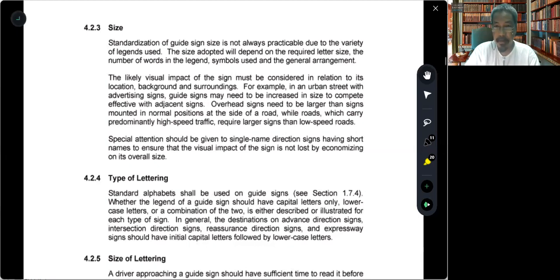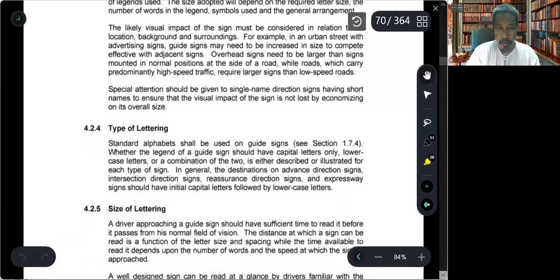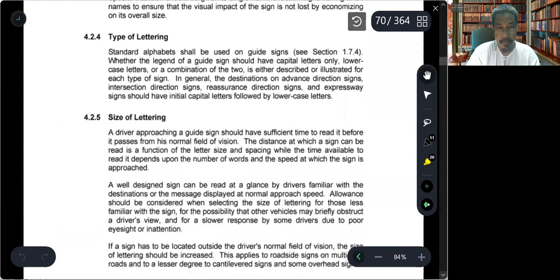Safety, giving information, is the important priority. So the type of lettering used is not arbitrary.